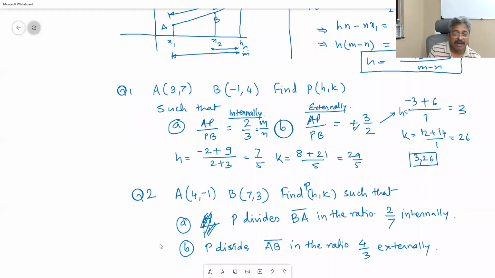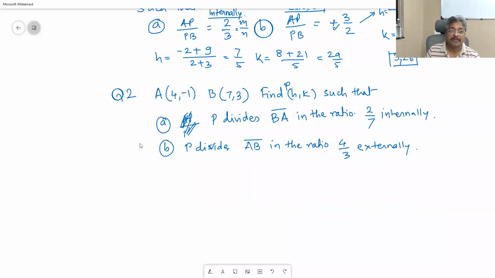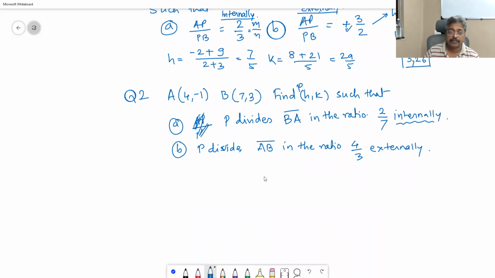Let me solve it again. If you are confused with the notation, you can draw a diagram, but it is really not required. Internal division, therefore 2 into 7, 2 into 7 is 14, plus 7 into 4, 28, divided by 9 is your first x coordinate, comma 2 into 3, that is 6, minus 7 upon 9. Yes or no?